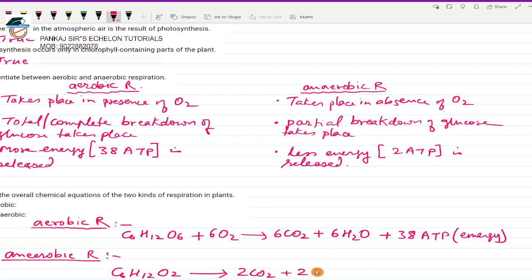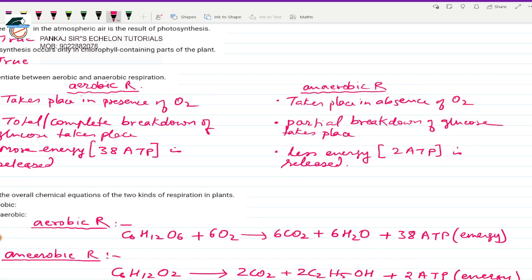So 2 molecules of ethanol. Ethanol is C2H5OH. And you get just 2 molecules of ATP. You get very little energy. So that is the reaction for anaerobic respiration.